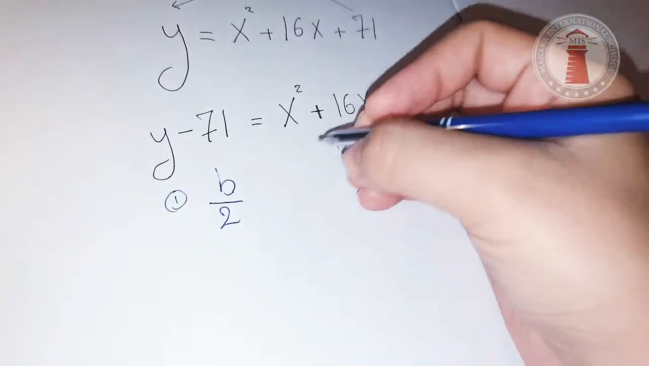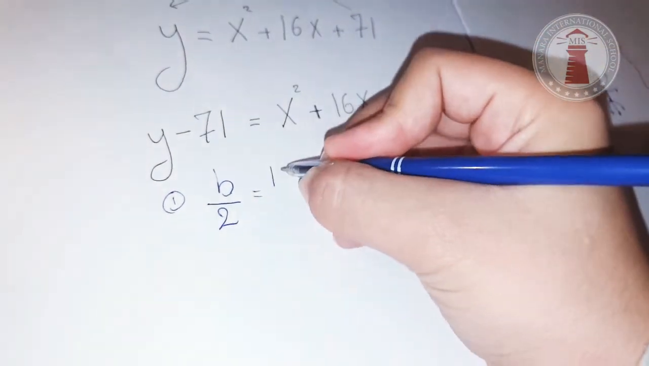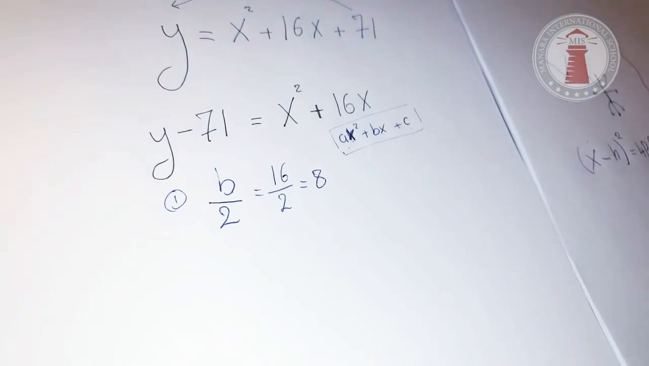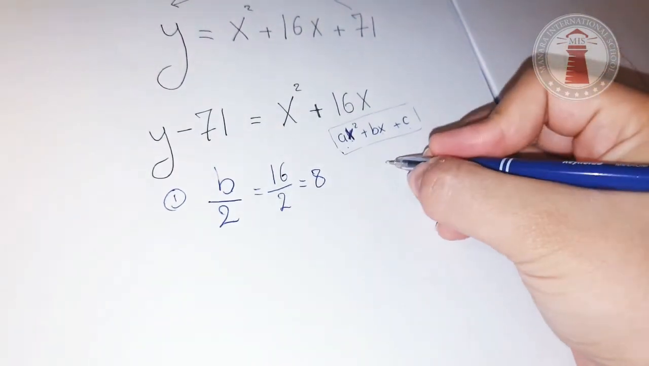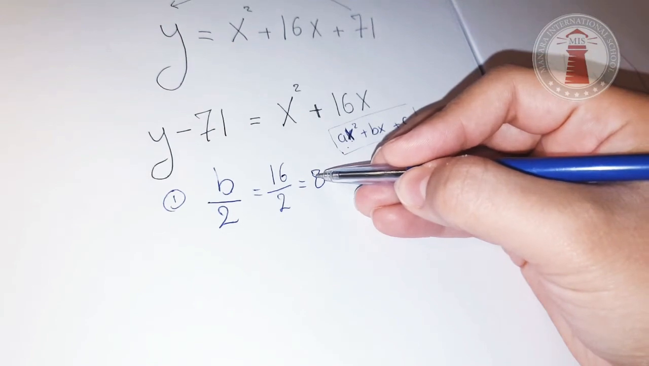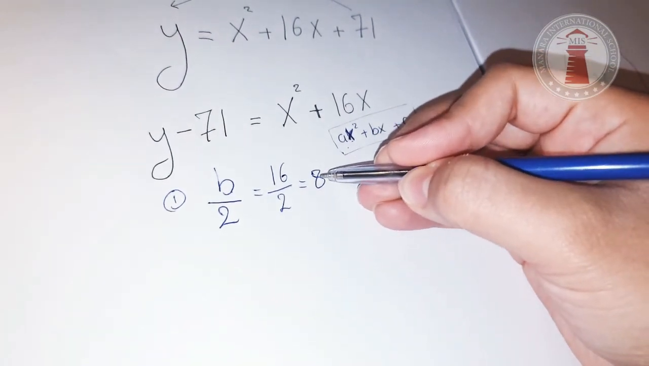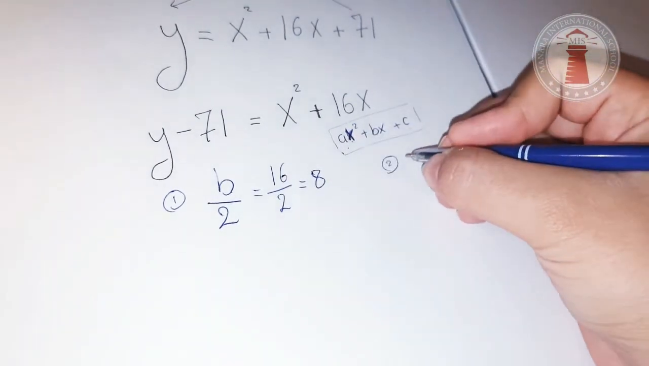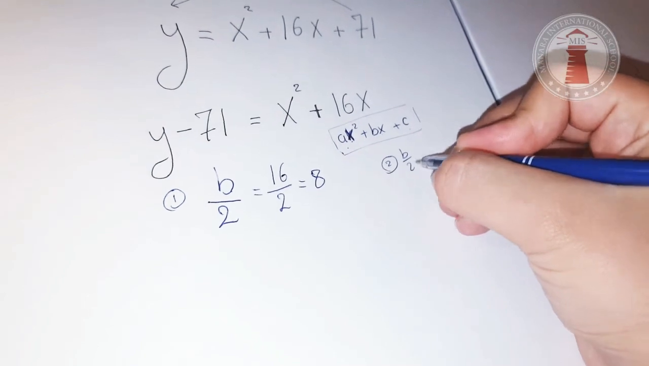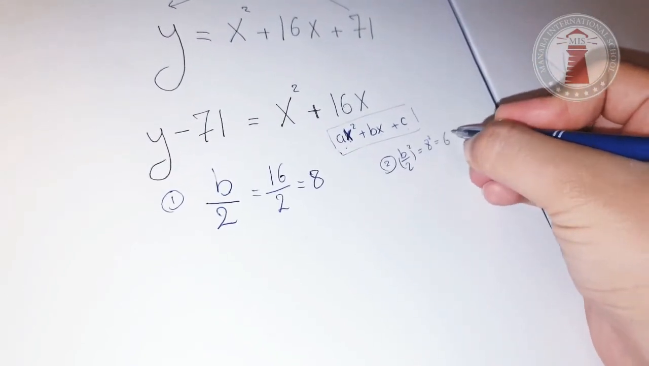B over 2, which is what? B here is 16, which is the coefficient of x. So we have 16 over 2, which is equal to 8. That's the first step. The second step that we do is we square it. So we need b over 2 squared, which means 8 squared, which means it's 64.